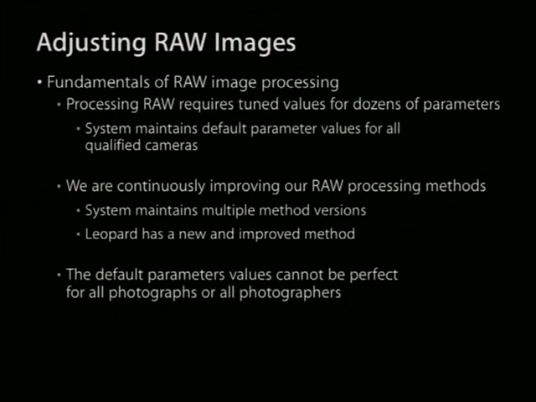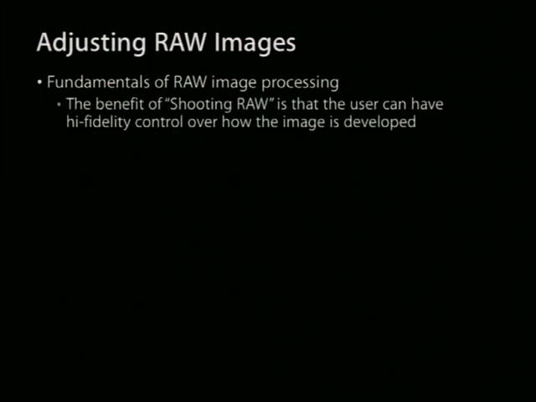The last thing I want to say, though, is that even though we've done all this work to get good default values for all the cameras, the default parameters are never going to be perfect for all photographs or all photographers. There's a high amount of taste and personal preference involved in debayering images. And so ideally, you want to give your users control over the rendering of an image to get the best results. And this is the main benefit of shooting raw on cameras, is that you can give your users this control because the image has not already been processed as an in-camera JPEG.